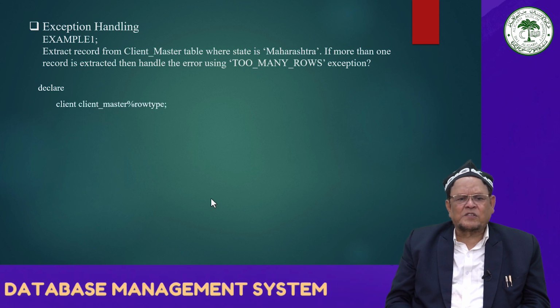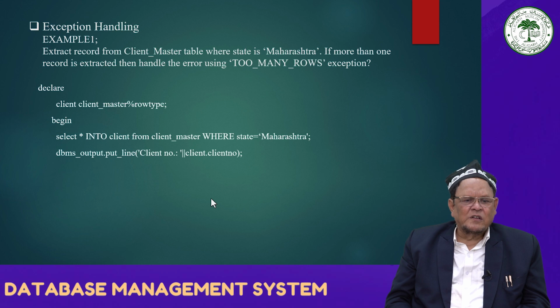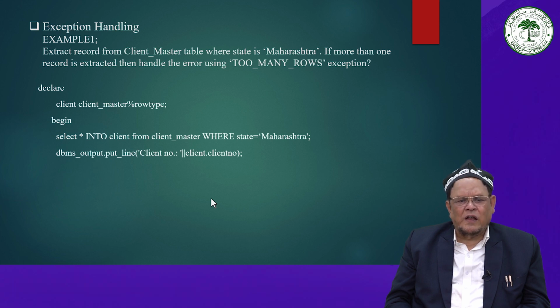Declare client master person row type. Then you have to begin. Select star into client from client master where state is equal to Maharashtra. The output DBMS_OUTPUT.PUT_LINE client number.